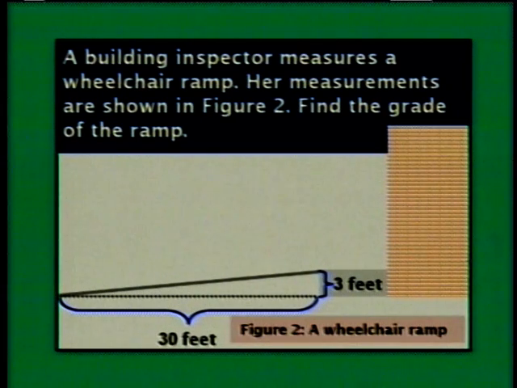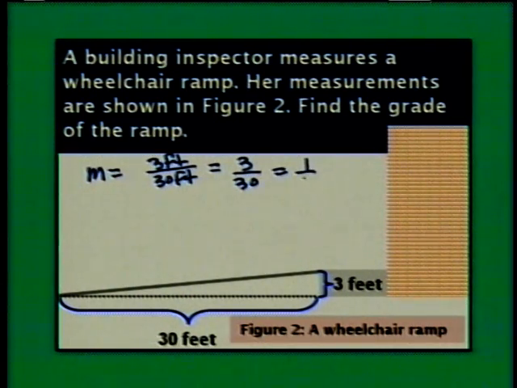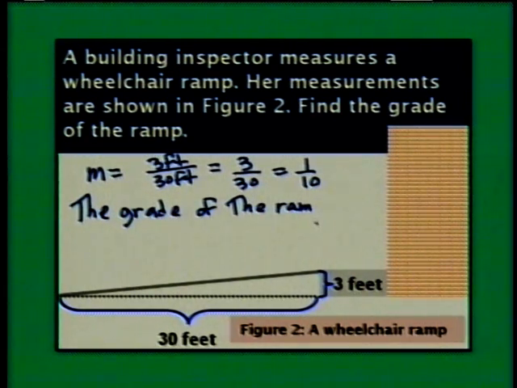So let's find the grade of the ramp by calculating its steepness, its slope. Well, the slope is 3 feet over 30 feet. The units in this situation cancel, so this is just 3/30 or 1/10. This is why we can write grade as a percent. 1/10 is 10%. The grade of the ramp is 10%.